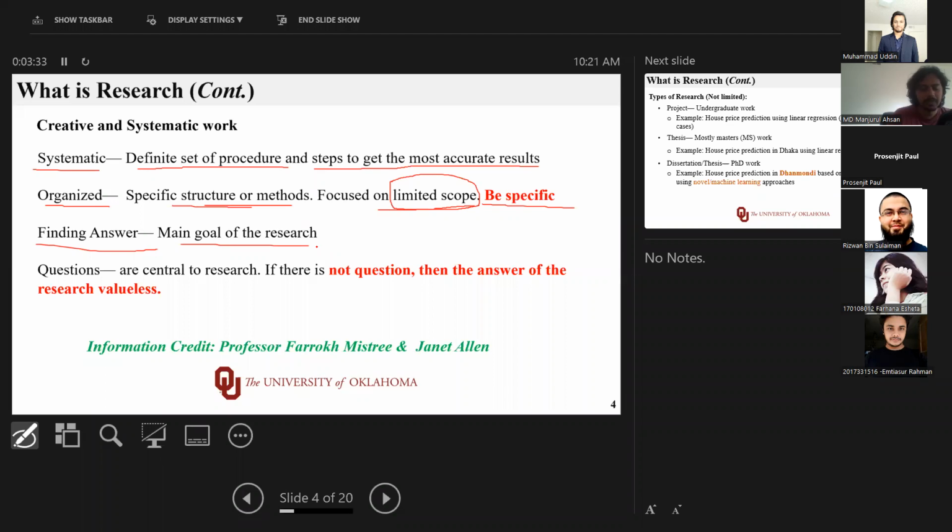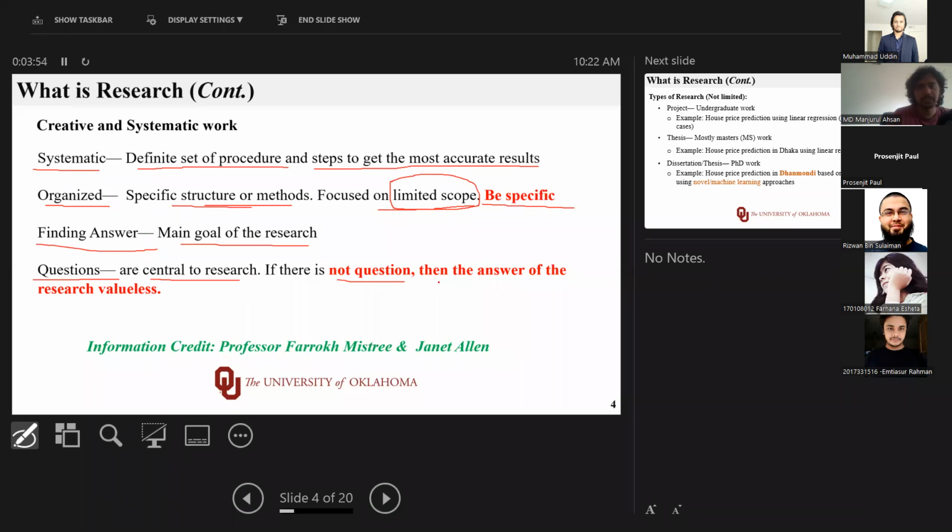By the way, somebody emailed me asking what is a manuscript. Manuscript is actually another name for the research paper or the project paper, so we call it manuscript. So you can use many different terms, and definitely there should be a question central to research.